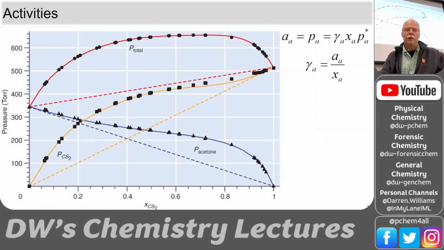So we can do experimental data and collect pressures, partial pressures, and total vapor pressures, and that's what these experimental dots are. And we can come up with activities and activity coefficients.